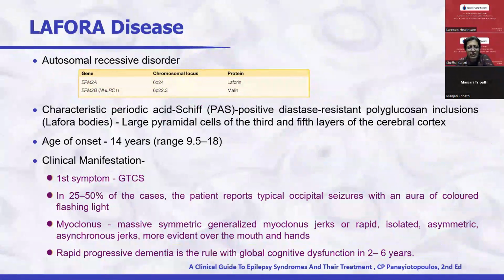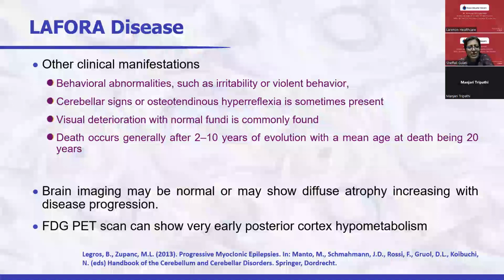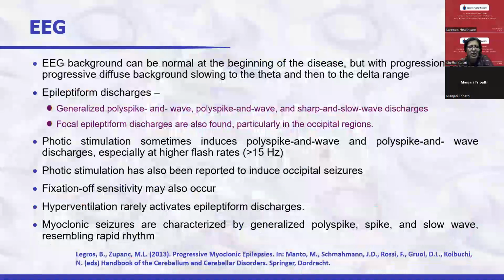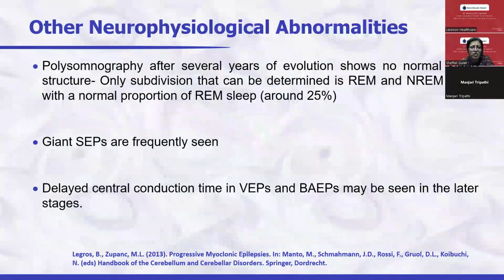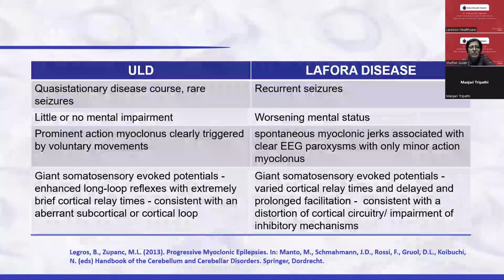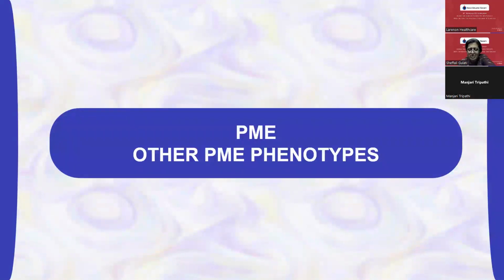So basically, even for Lafora bodies, in which you may have first symptoms of GTCS, and then later on you may have typical occipital seizures, and myoclonus can be there with rapidly progressive dementia. In those situations, you may have behavioral abnormalities, cerebellar signs, and visual deterioration. And in that also, the EEG can be diffusely slow with frequent near continuous brief bursts of polyspikes. And it is important to understand that you may have some guidance coming from the EEG in all these progressive myoclonic epilepsies.